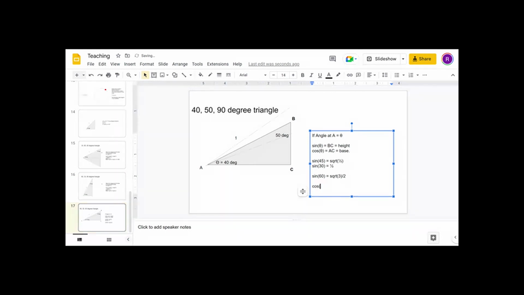What is cos of 45 degrees? Remember, cos is the base. What is the base in a 45, 45, 90 triangle when the hypotenuse is 1? So square root of 1 by 2. Same thing, 1 by square root of 2. What is cos of 30 degrees?